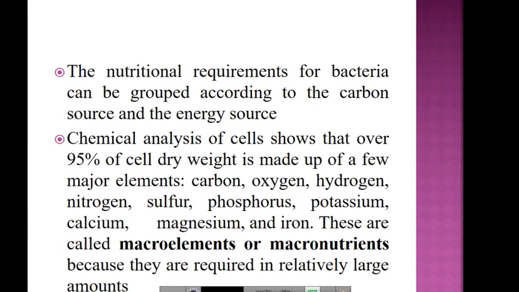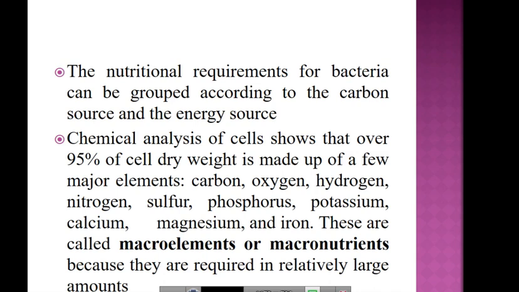Chemical analysis of a cell shows that over 90% of the cell dry weight is made up of a few major elements. If you do analysis of any cell, bacterial cell, more than 90% dry weight of a cell is made up of certain elements like carbon, oxygen, hydrogen, nitrogen, phosphorus, sulfur, potassium, magnesium and iron. So they form major components of a cell and therefore they are called macronutrients or macro elements, and they are required in comparatively larger quantity.